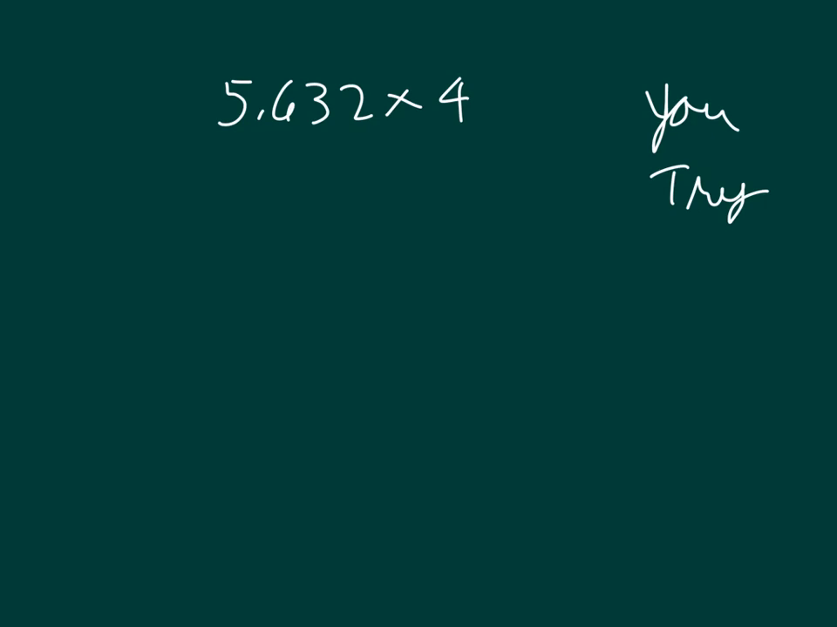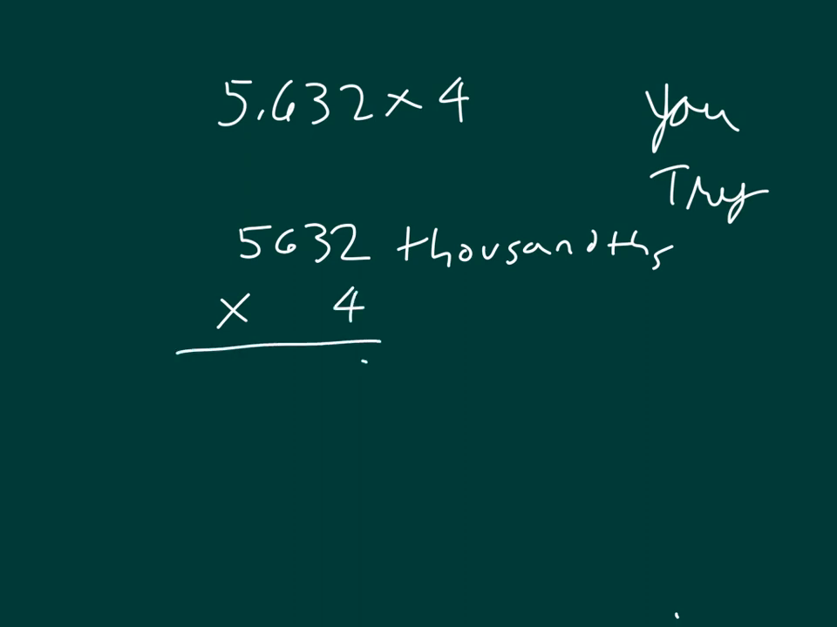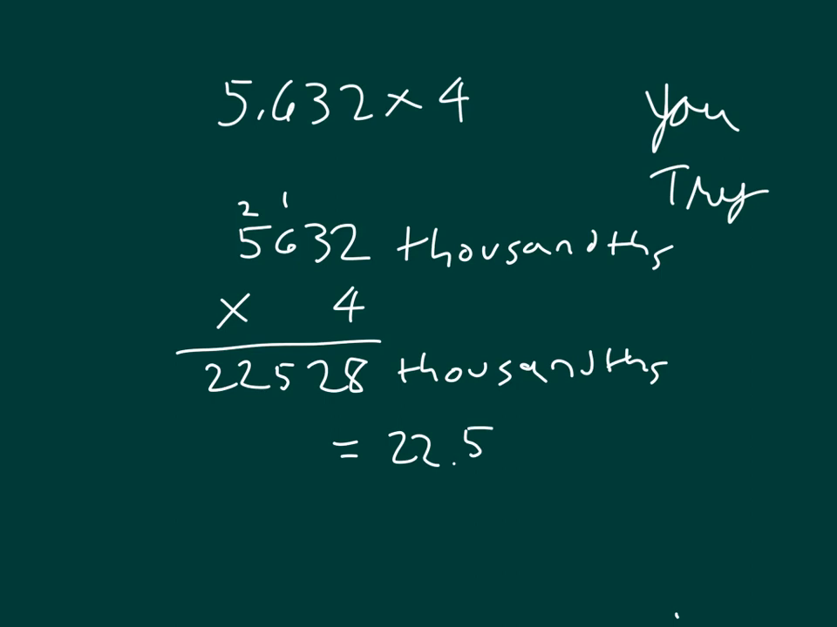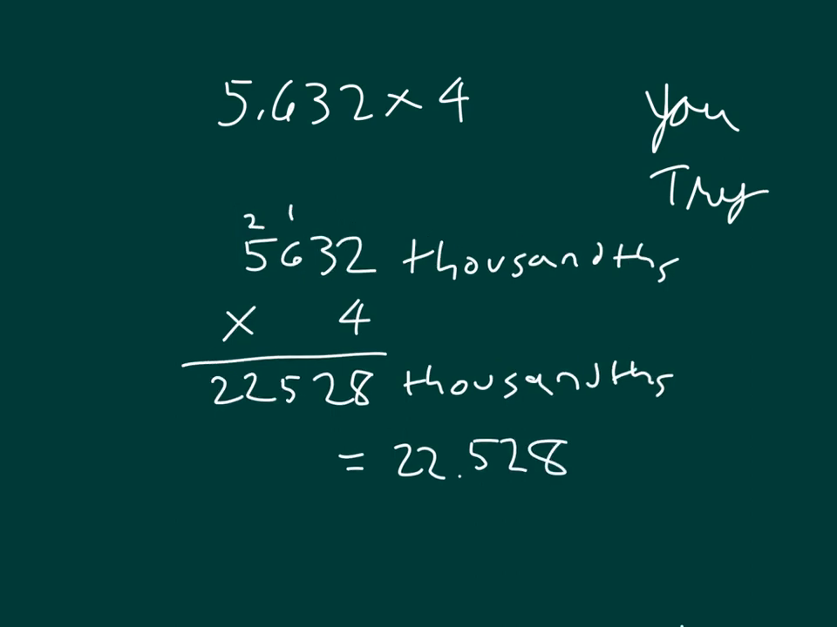One for you to try. Rename it to the smallest unit. Pause the video while you do your work. Rename to the smallest place, it'd be 5,632 thousandths times 4, and then you do your multiplication. 4 times 5 is 20, plus 2 more is 22. So that's thousandths. And then did you write it back in standard form? Check over your work. Our number here was close to 6, and I know that 6 times 4 is 24. That's why my answer is reasonable.